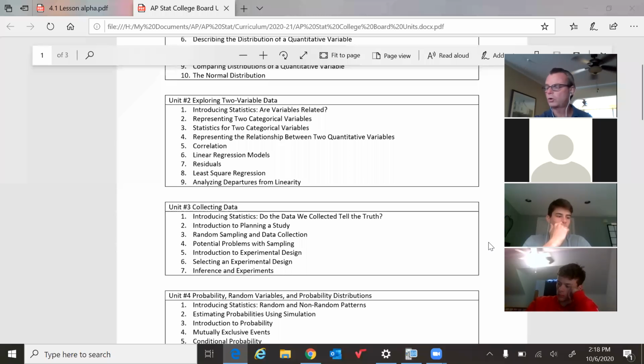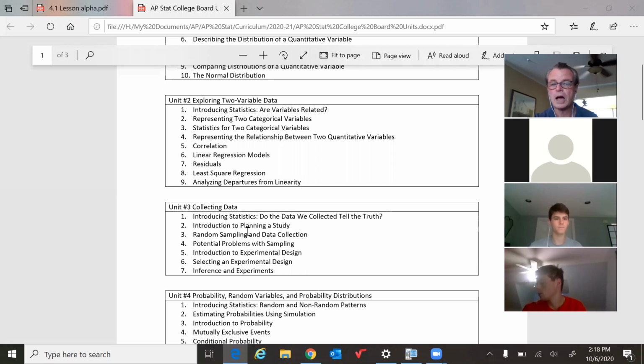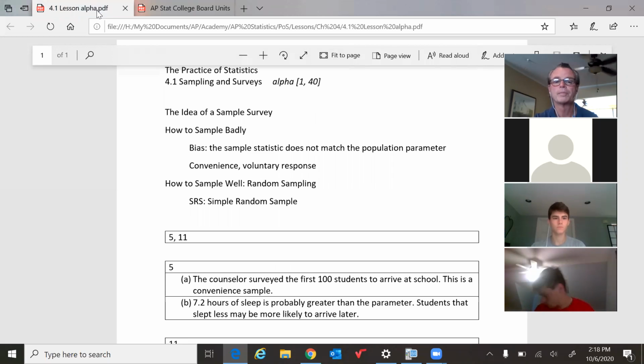All right, so we're going to begin this recording, and this is section 4.1, the alpha lesson, which is unit 3 in the College Board learning objectives, okay? First thing is the idea of a sample survey. Well, how to sample badly. So this is a definition that you're accountable for.